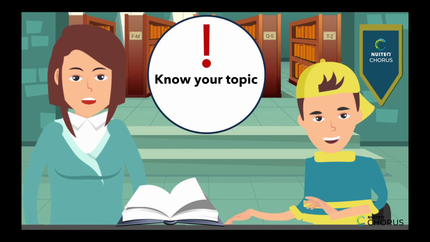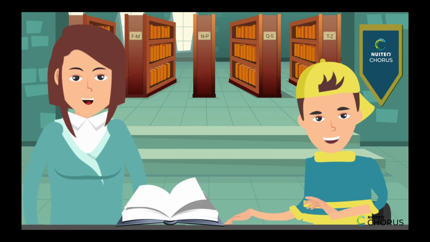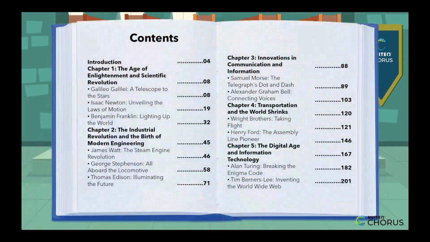Great! Knowing your topic is essential. Now, let's talk about finding that information effectively. Have you tried using the book's contents page? You mean this page here? Exactly. The contents page gives you a roadmap of what's inside the book. It's like a table of contents, so you can quickly see if the book covers the inventors you're interested in.